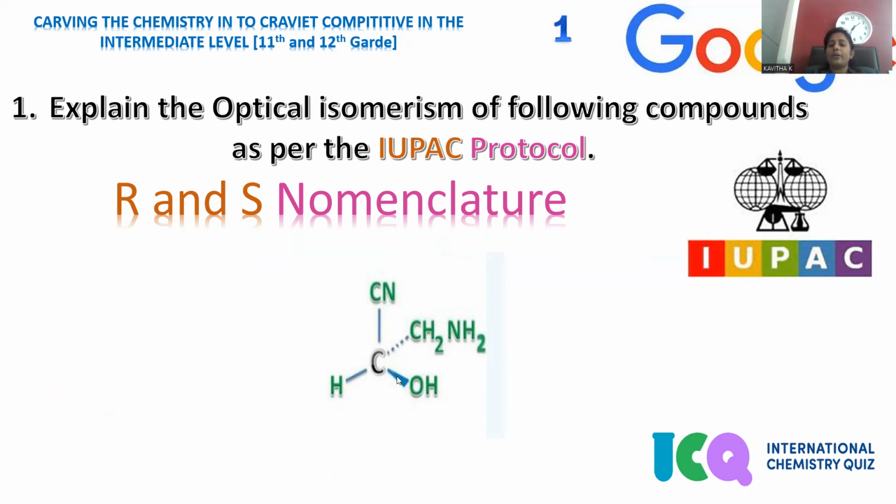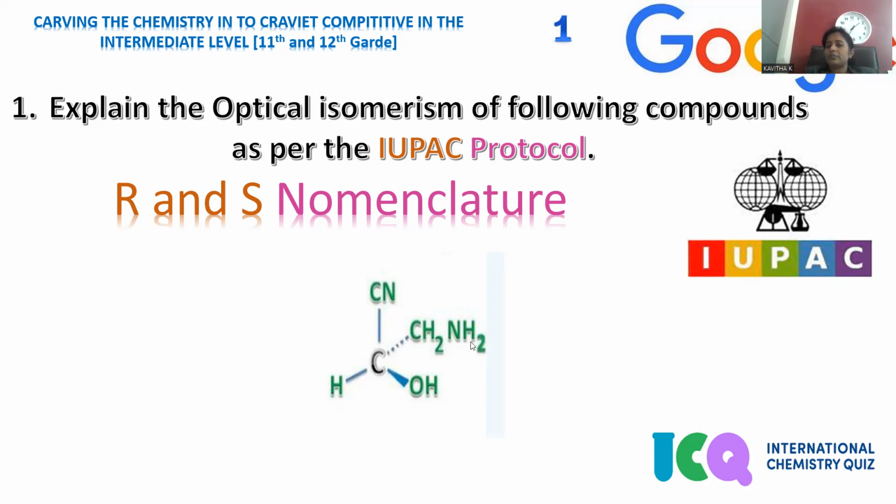IUPAC name of the compound. In order to assign the IUPAC name, the longest chain will be the parent chain. Here, this carbon is also accounted for naming. This carbon is there, this carbon is there. So a 3 carbon chain, propane, is the parent skeleton, and obviously C triple bond N will become the higher priority, and the second carbon has hydroxy, the third carbon has amino.